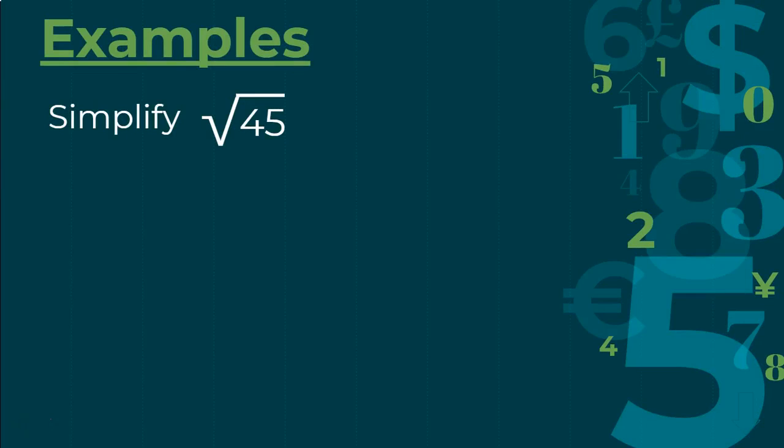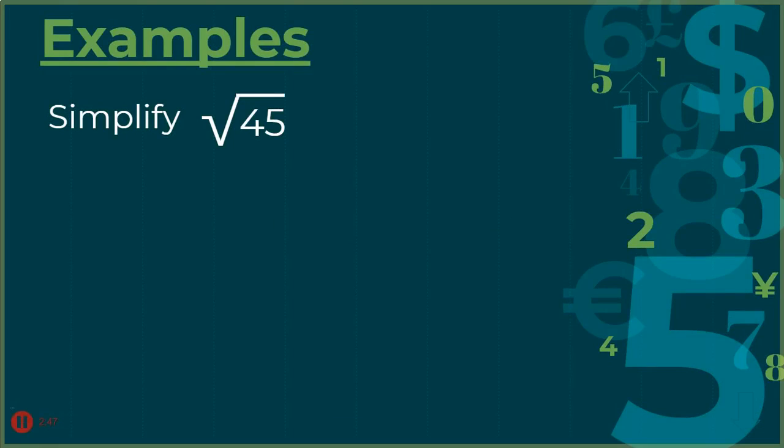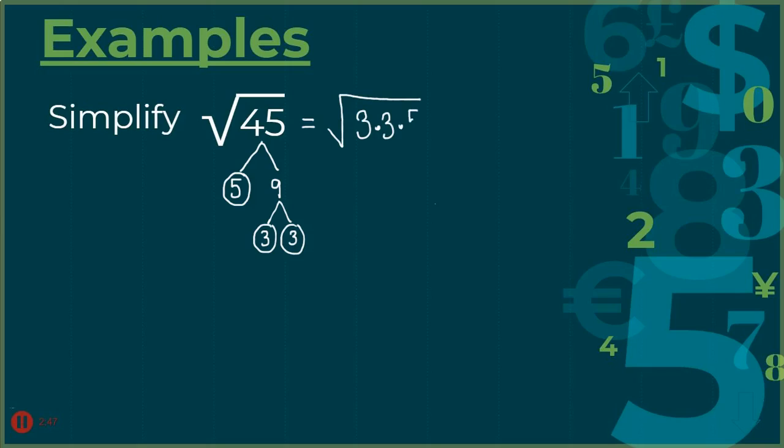So if we look at our next one, 45, we're going to create a factor tree for 45. I know that 45 ends in a 5, so it's divisible by 5, so that'd be 5 times 9. 5 is prime, so I'm going to circle it. 9 is not prime, so I'm going to keep going. 9 is 3 times 3. 3 is prime, so I'm going to circle those. And I'm going to rewrite 45 using those prime factors. So that would be 3 times 3 times 5. I'm looking for a pair of numbers. I have a pair of 3's, so that 3 comes to the outside, and then there is a 5 left underneath our square root. So we have 3 square roots of 5.